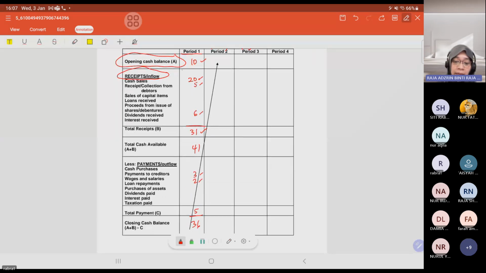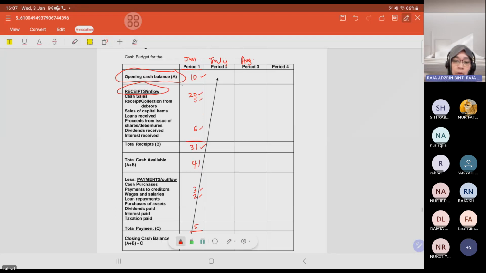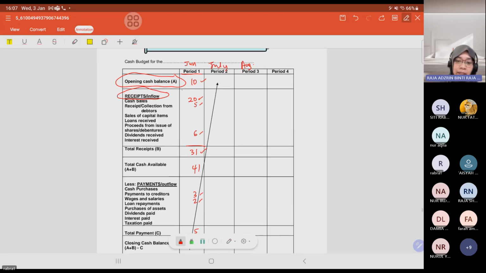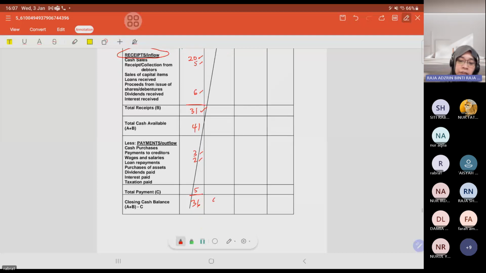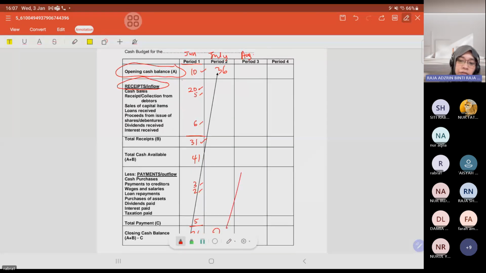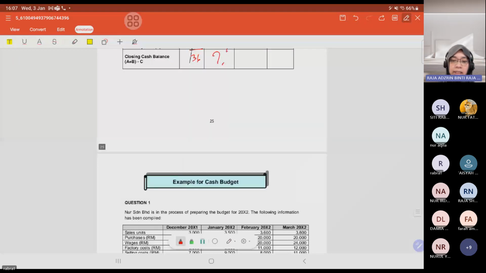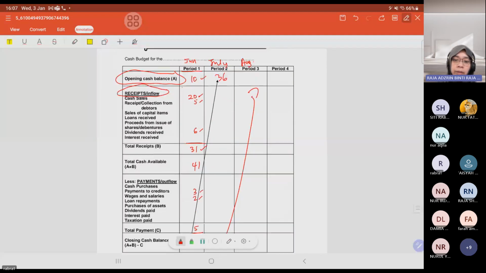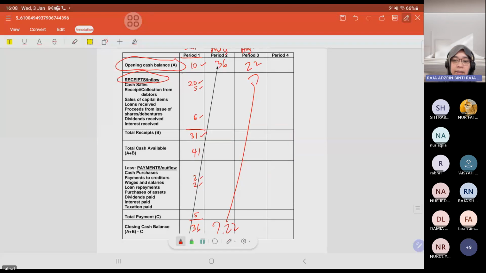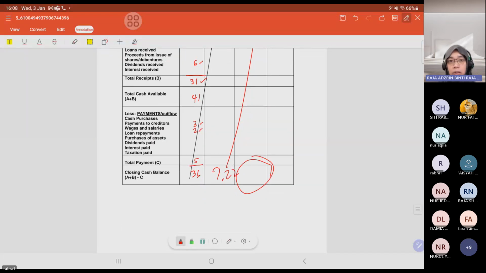Senang tak? So that period, the 36 as the closing cash balance will be the opening balance for period number 2. So 36 will be in your period number 2 and continue. And whatever you have here will be the opening for your period 3. If let's say you have here 22, so that 22 will be your opening balance here, and so on until you get your final closing cash balance. So that's how you prepare your cash budget.